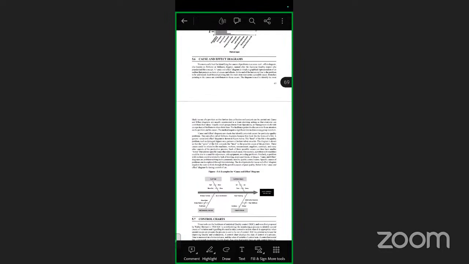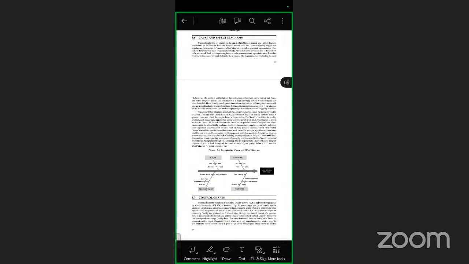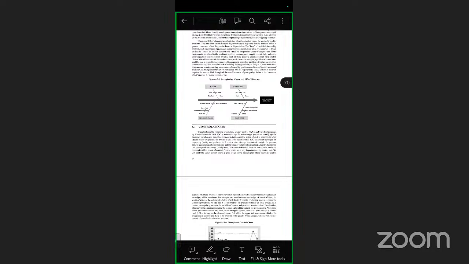So here, cause and effect diagram, like a fishbone. Generally they can easily identify where the root cause of the problem has happened. Then a group of people will be involved and discuss the problems. Okay. Right. Next, control chart.